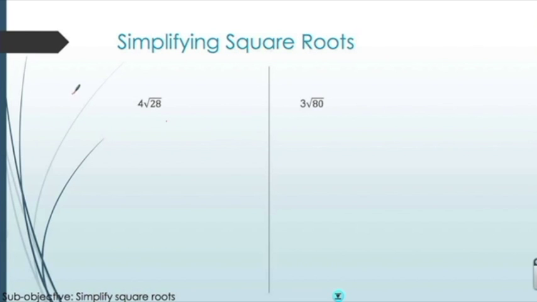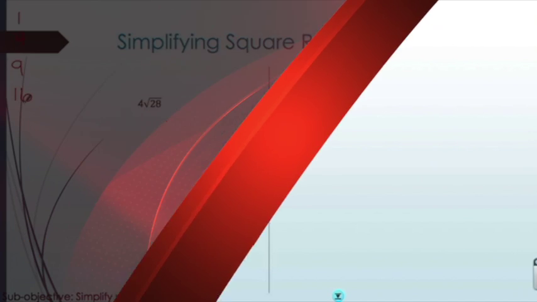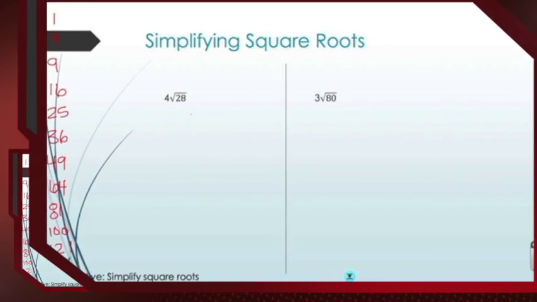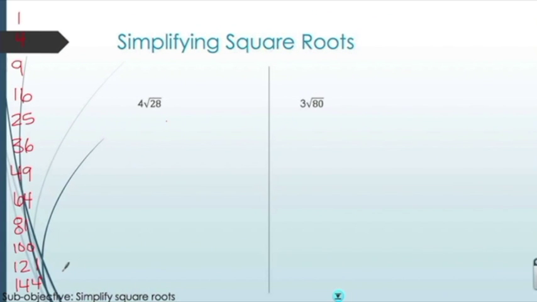It's also helpful to know several of the first few perfect squares. So 1 squared is 1, 2 squared is 4, 3 squared is 9, 4 squared is 16, 5 squared is 25, 6 squared is 36, 7 squared is 49, 8 squared is 64, 9 squared is 81, 10 squared is 100, 11 squared is 121, 12 squared is 144. And I'm out of room. So keep those in mind.